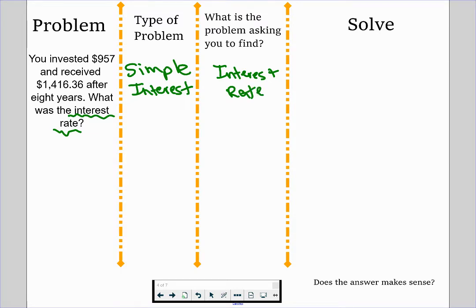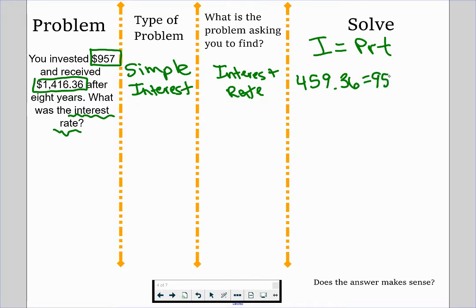So when I'm solving, I'm going to be using my simple interest formula. I equals PRT. And I'm going to fill in what I know. For the interest, I'm going to have to take these two amounts, because I can't say that the $1,416.36 is the amount of interest. That's how much my account would be after 8 years. So I would subtract those two numbers, and that's going to give me the interest, which is $459.36.